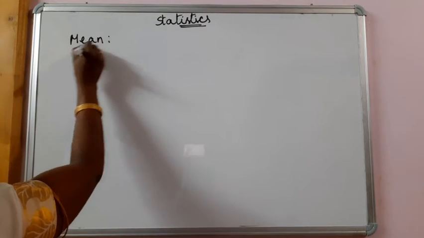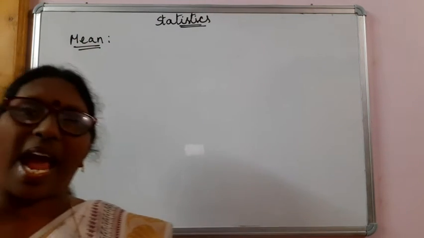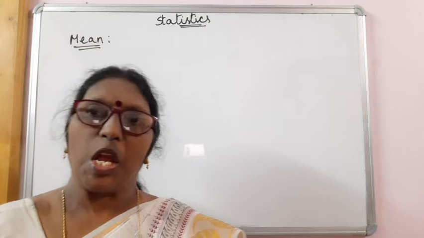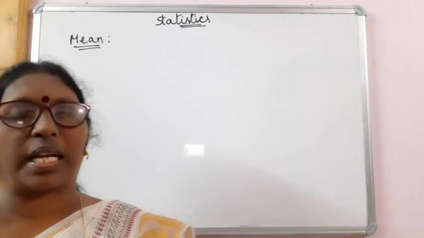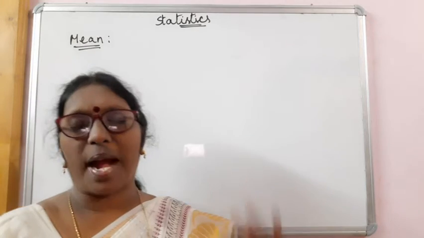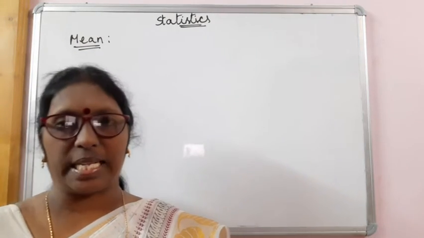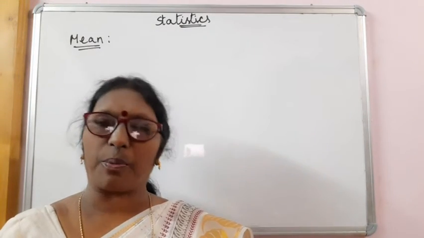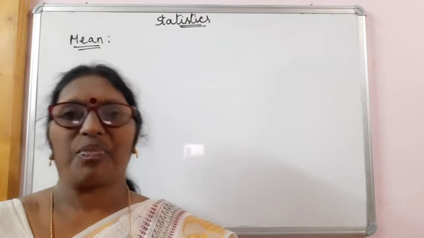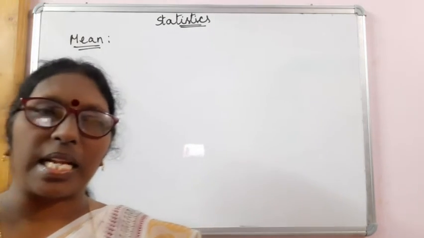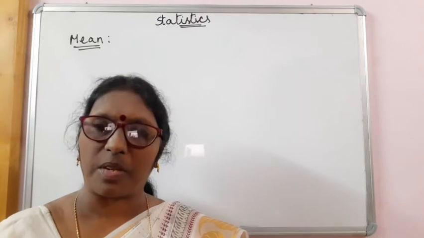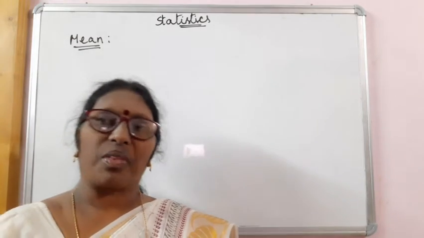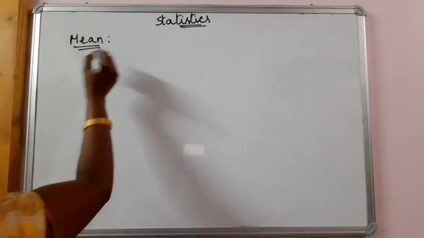Finding mean for the ungrouped data is just like average. In your previous classes, since class 5 or 6, you used to find the average of the given numbers. Same way, finding mean is nothing but average. The mean of n observations is the sum of observations divided by number of observations. If there are n observations, the sum of n observations divided by the number of observations, that is n, gives you the mean of the data.